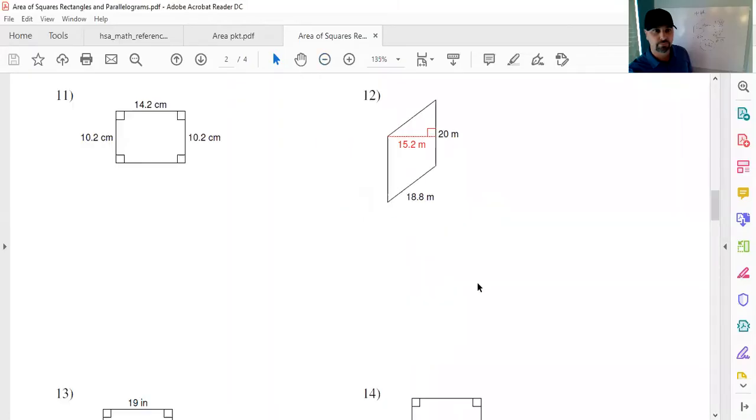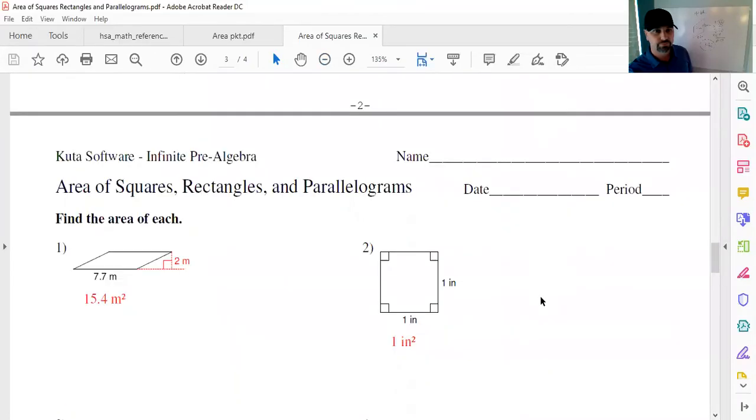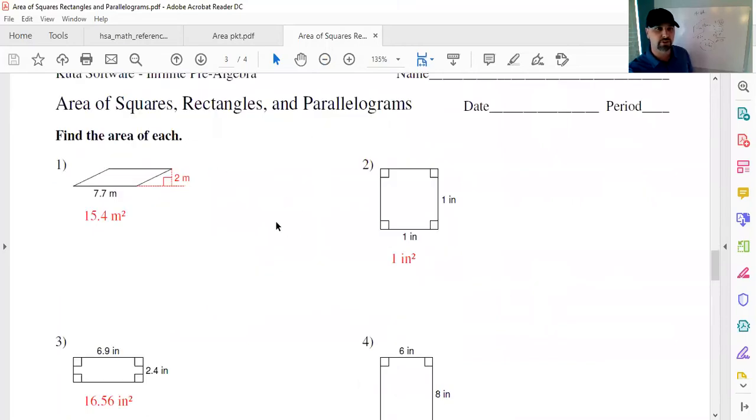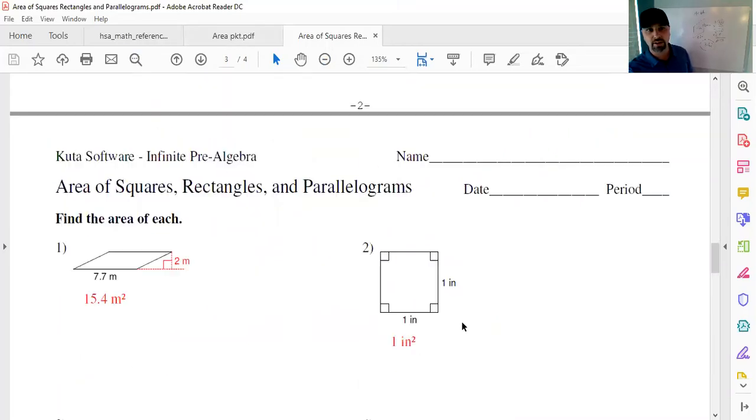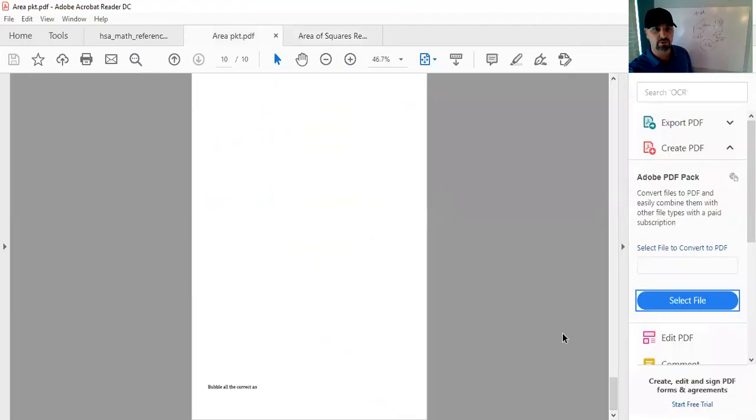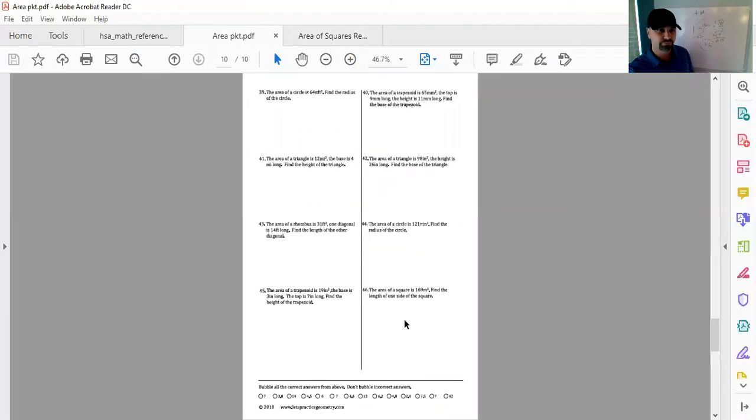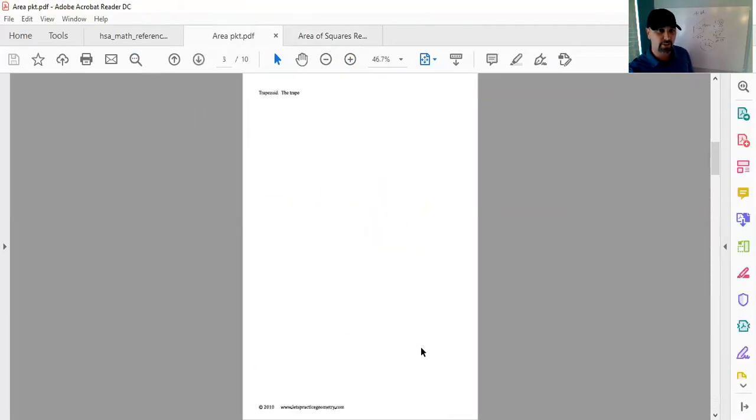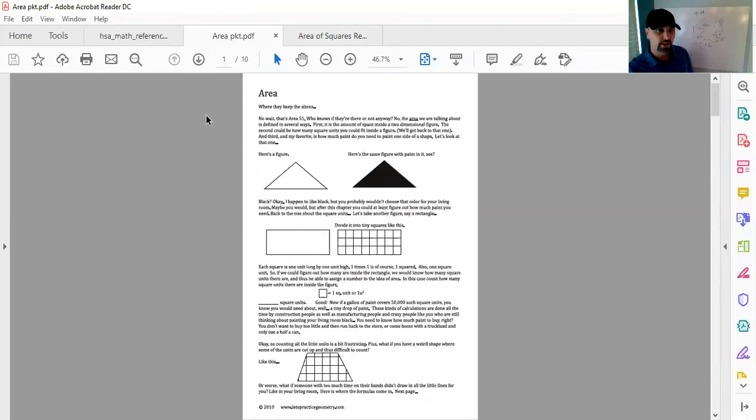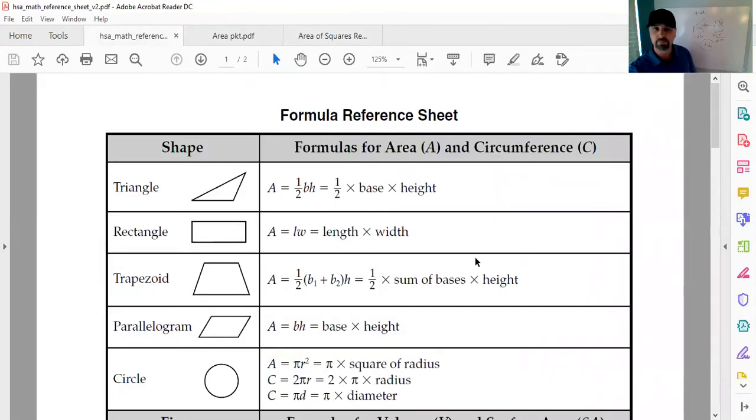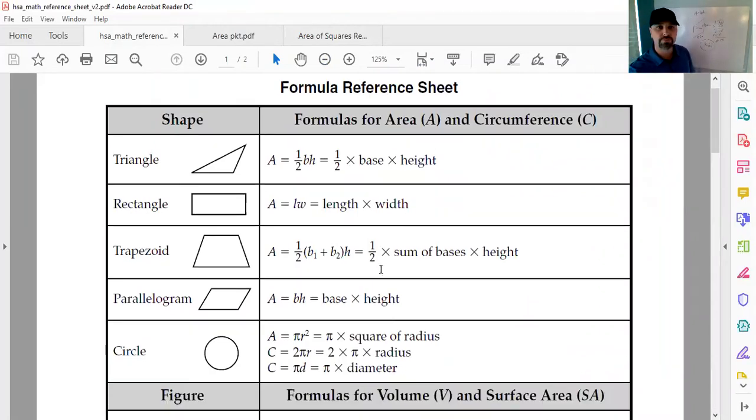Let's see if there's any more. All right, and then this one has answers, so you can definitely go through that. I encourage you to do the area of squares and rectangles. You can maybe look at this area packet and kind of keep going. We'll talk about triangles, trapezoids, and circles in the next video. It's just going to be strictly working out problems and using those formulas.